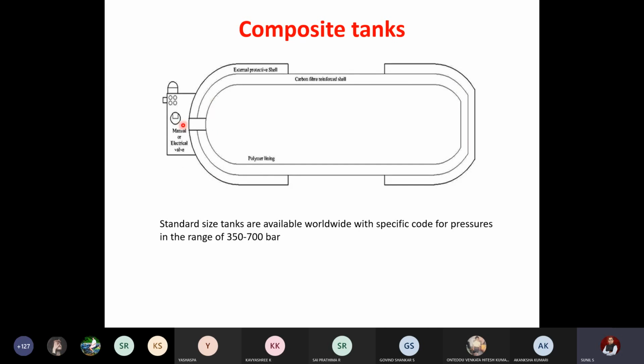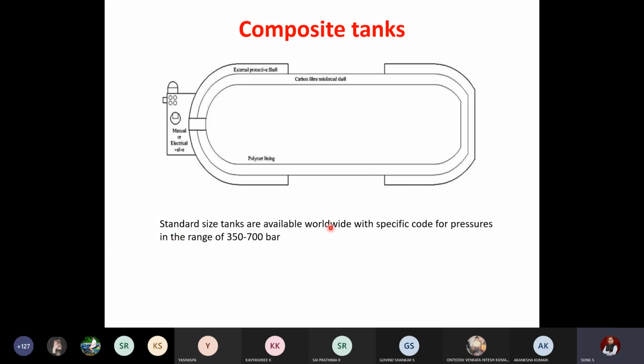So here you can use either a manual valve. Usually electronic valves will be used for discharging, loading or unloading. So they are called composite material tanks. Stainless steel tanks can also be used, but the cost will be very much higher, and the weight of the tank will also be very much higher. That will be a major issue.